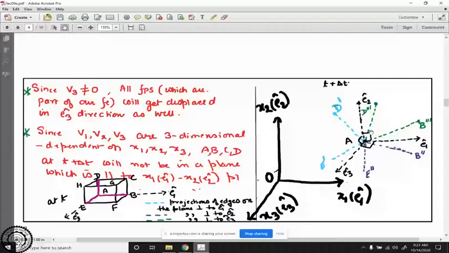Similarly, AD prime is the projection of edge AD on a plane which is perpendicular to the E1 axis. So the 1 prime means the E1 axis, and similarly for AE prime. So AD prime and AE prime are projections of AD and AE on a plane perpendicular to E1.